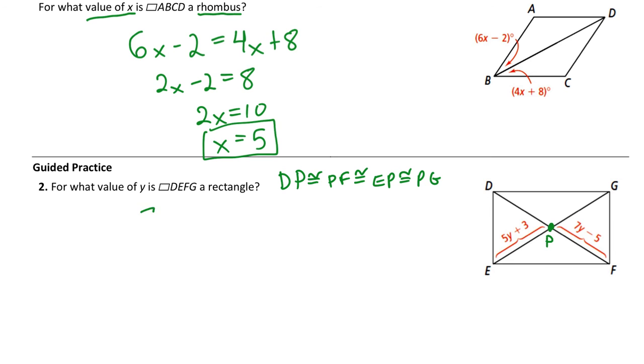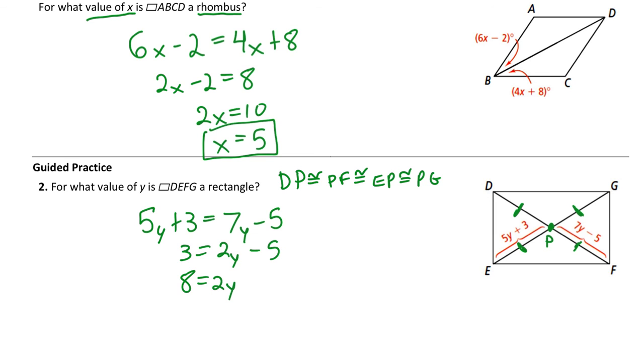So each part is the same. All that being said, that means 5y plus 3 is equivalent to 7y minus 5. That's all I'm trying to get at, is that each part is congruent there because the diagonals are being bisected and the diagonals are the same length. So to solve this, I would subtract 5y from both sides to get 3 equals 2y minus 5. Add 5 to both sides, 8 equals 2y. Divide both sides by 2, y ends up being 4. And that's the value of y that makes this a rectangle.